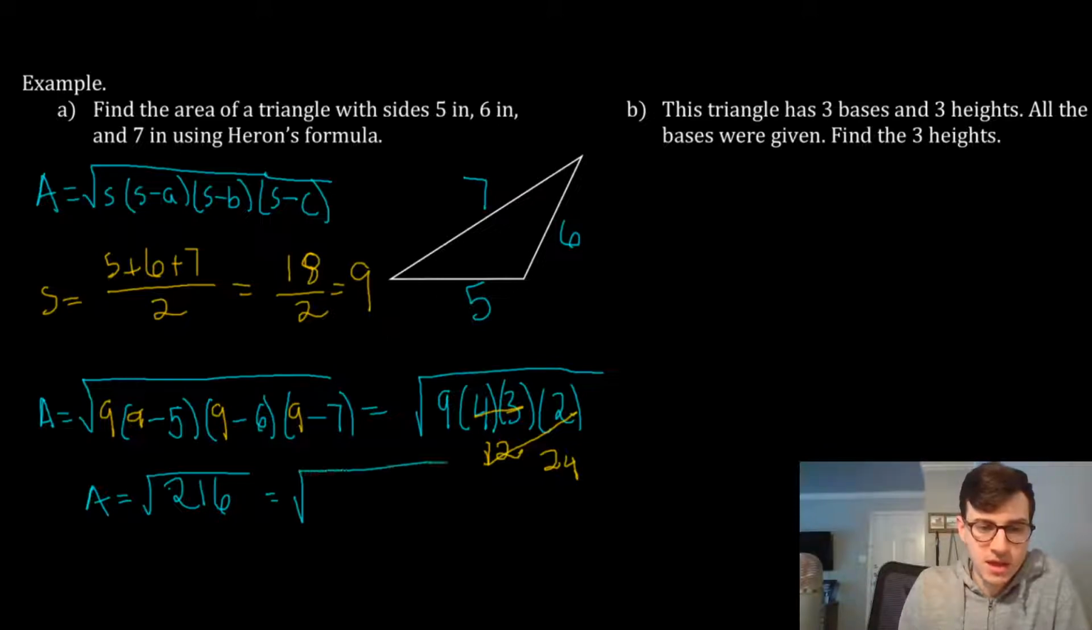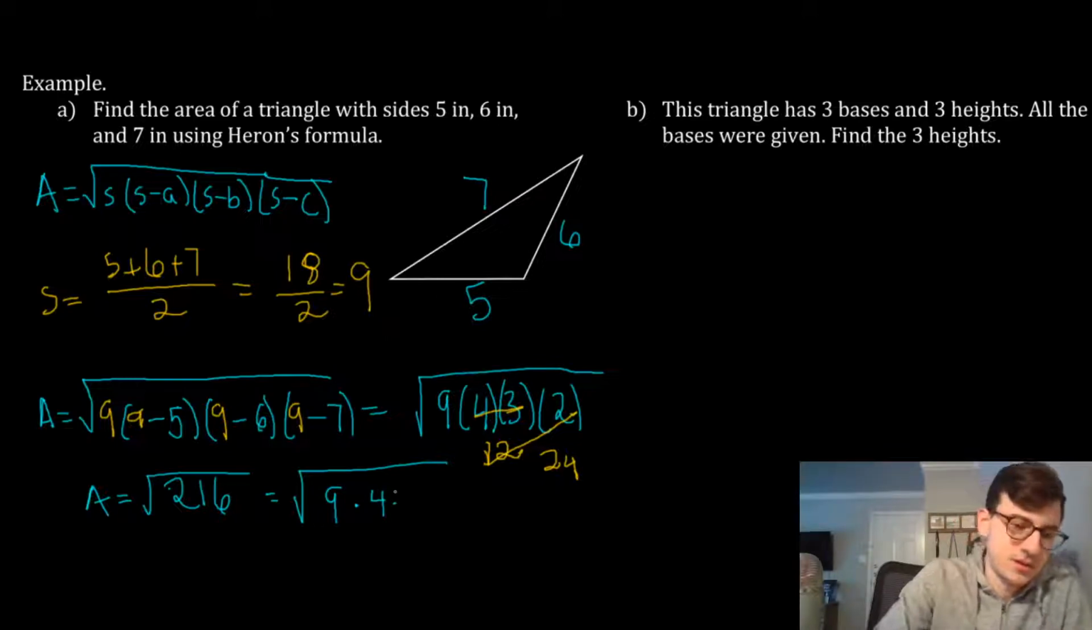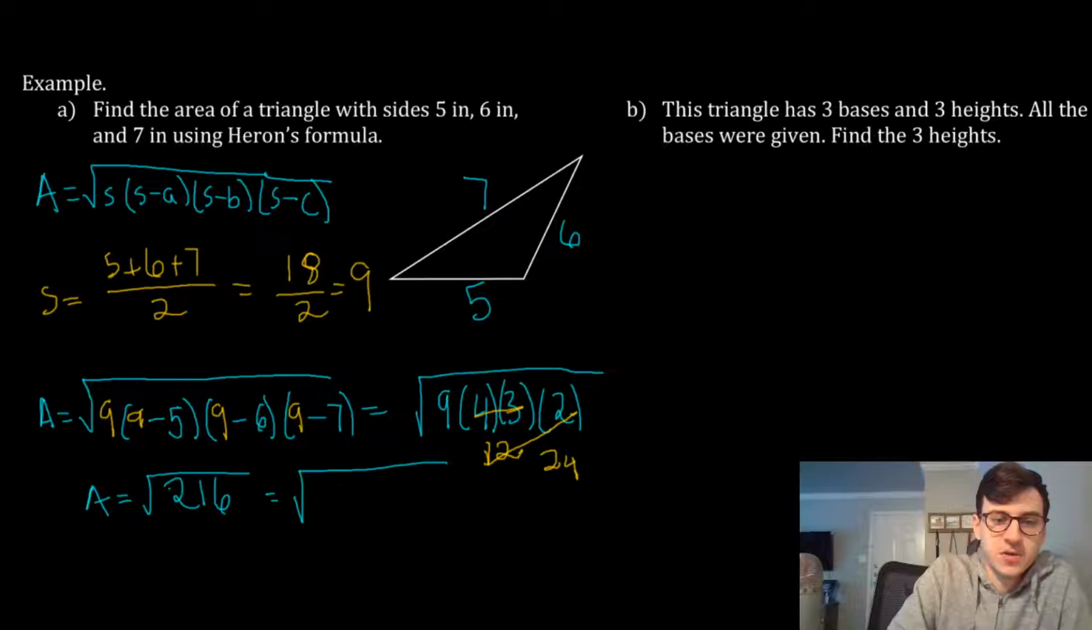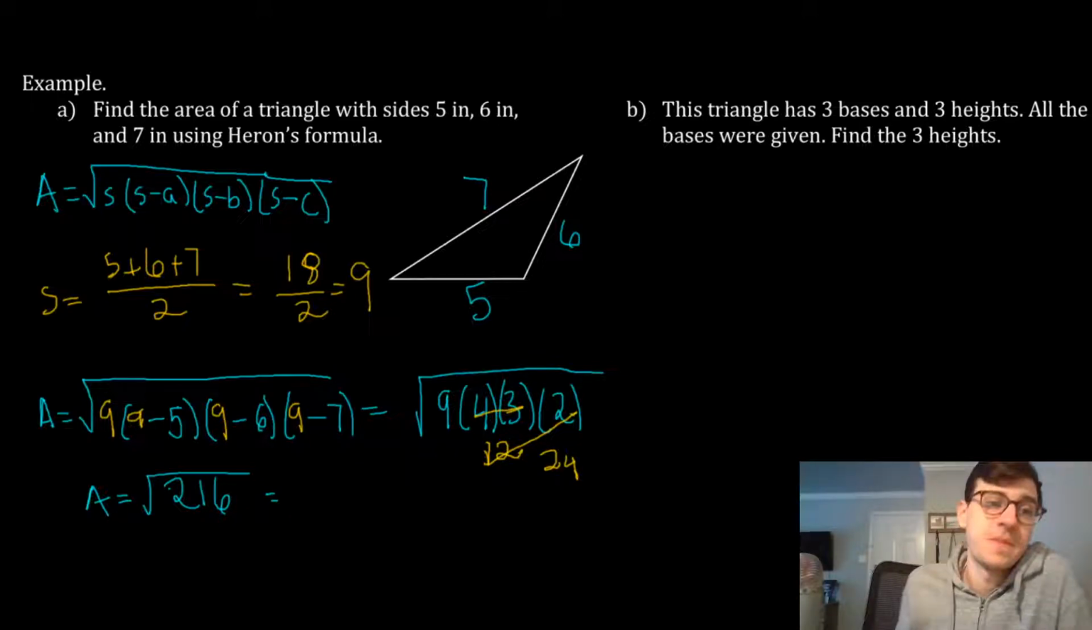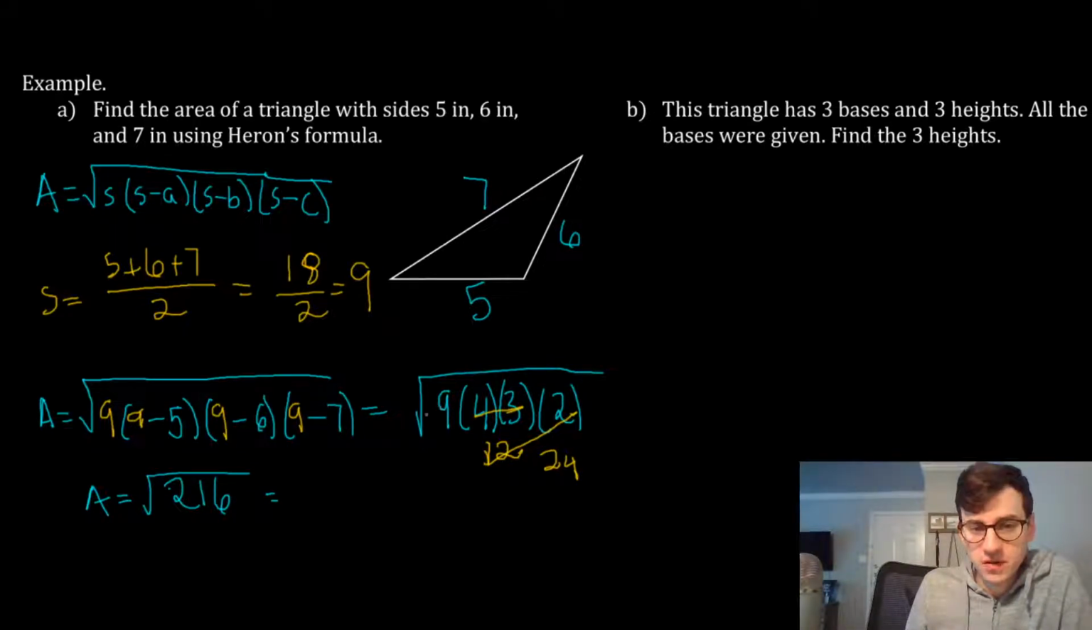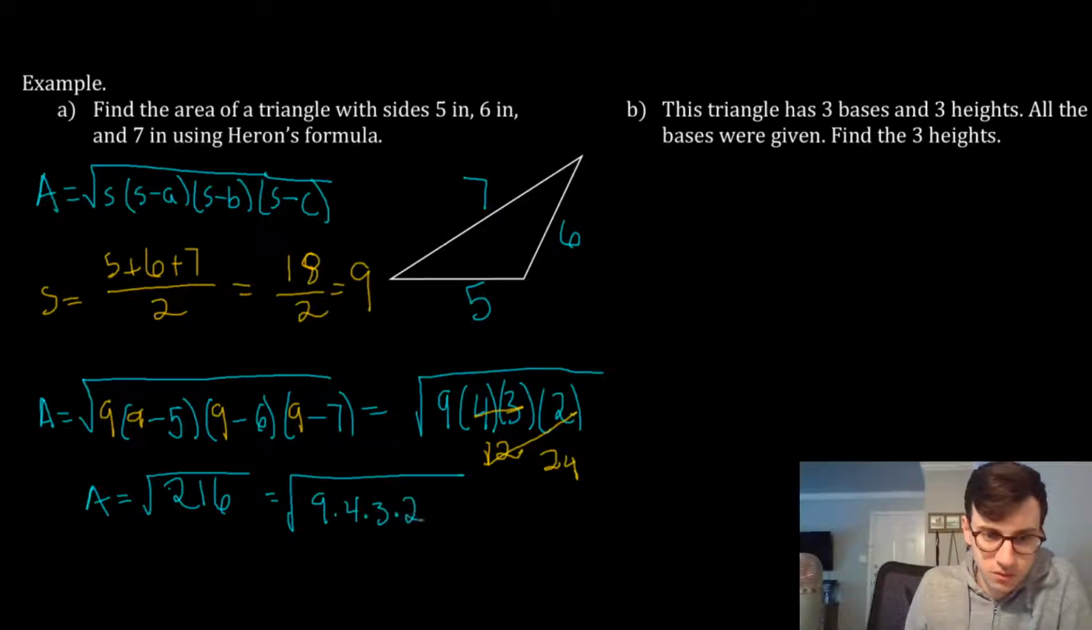Let's back up just a second before I get ahead of myself. So we want to simplify this, right? Because for the area of the triangle, it's not nice to have it as the square root of 216. So let's get a simplified radical, right? The reason why I hesitate is because we probably should have just left it as 9 times 4 times 3 times 2 and then broken it down. So let's go ahead and break it back into 9 times 4 times 3 times 2.